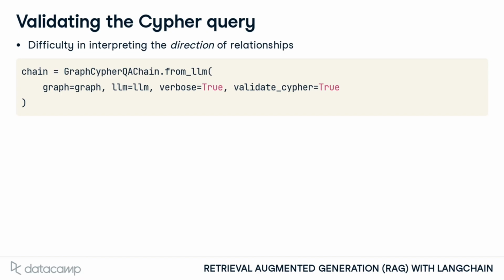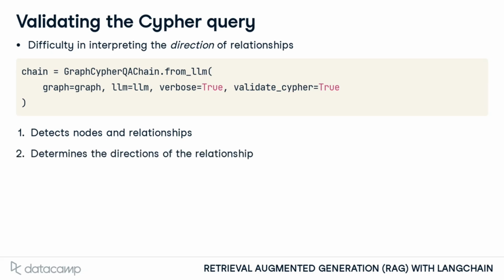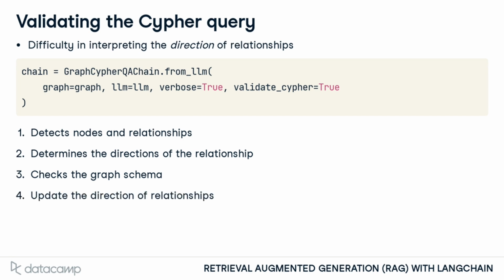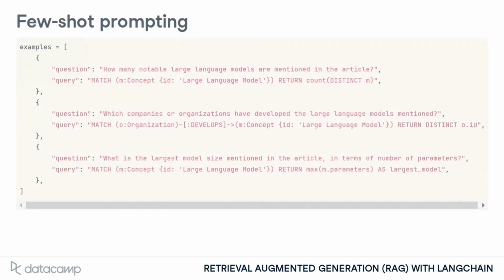The validate Cypher argument inside the graph Cypher QA chain can perform this check, and if necessary, correct the relationship directions in these generated statements. The Cypher validation detects the nodes and their properties and relationships, determines the direction of a given relationship in the Cypher query, verifies if the node labels and relationship types match the provided schema, and finally updates the direction of relationships based on the schema.